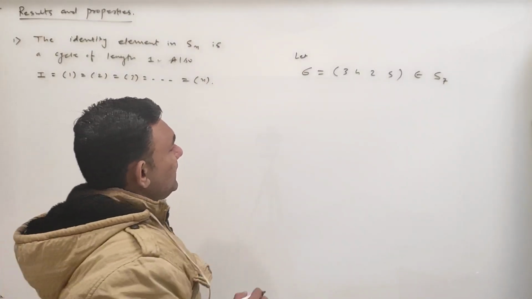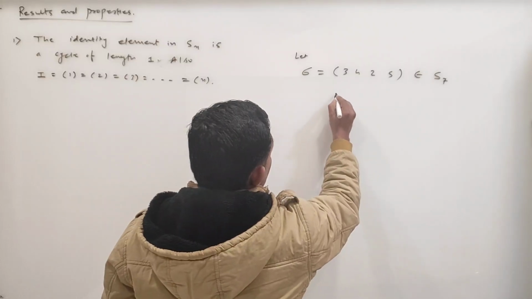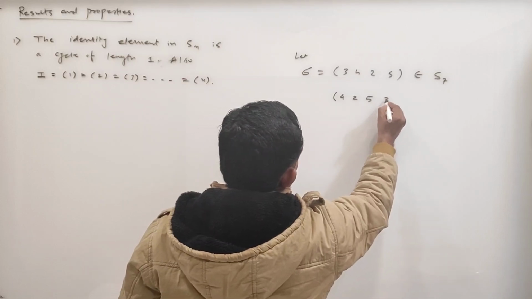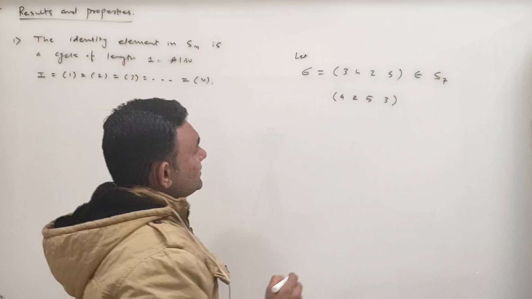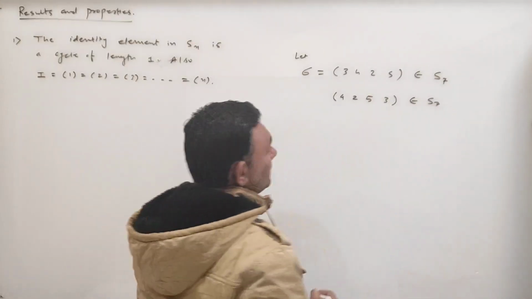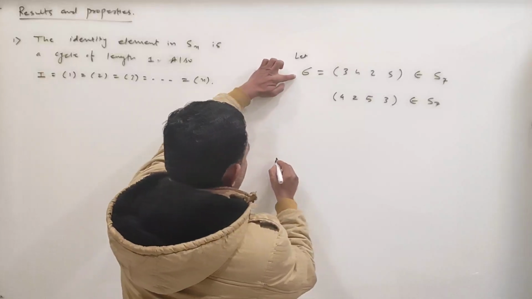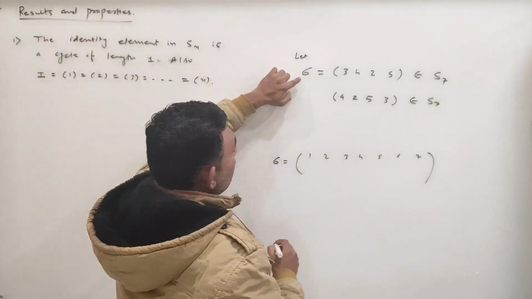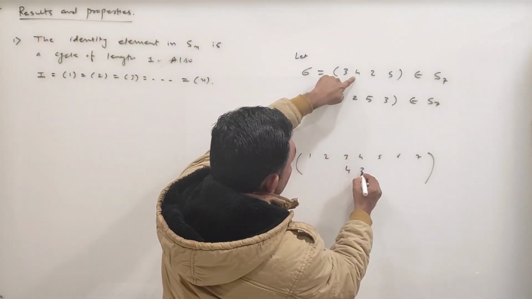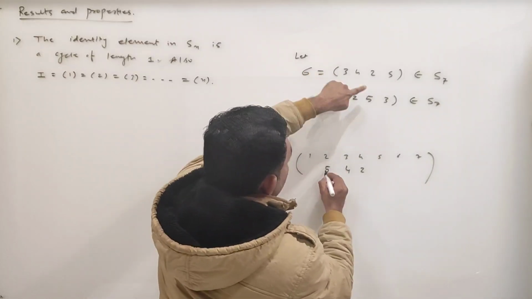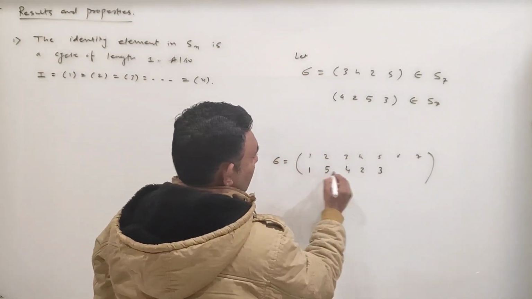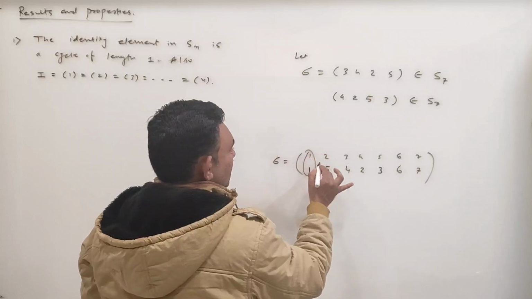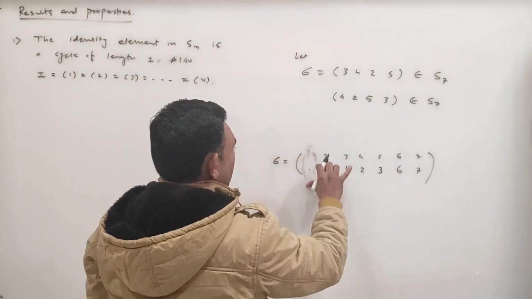Okay, so if I write this thing in this way, what happened? Let us see. Let me write first 4, then 2, then 5, and then 3. So this is also a cycle of S7. Okay, first let me write sigma. Sigma is 1, 2, 3, 4, 5, 6 and 7. Image of 3 is 4, image of 4 is 2, image of 2 is 5, and image of 5 is 3. And the remaining 1, 6 and 7 are as it is. So let me highlight in this way.